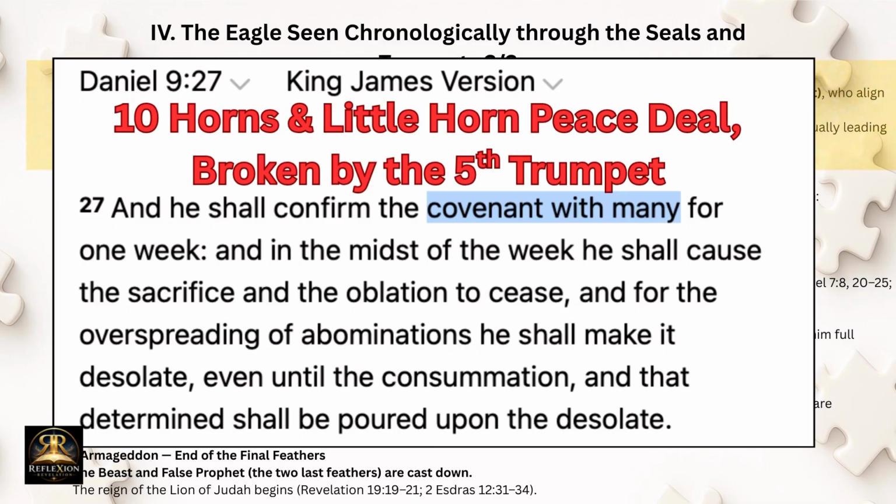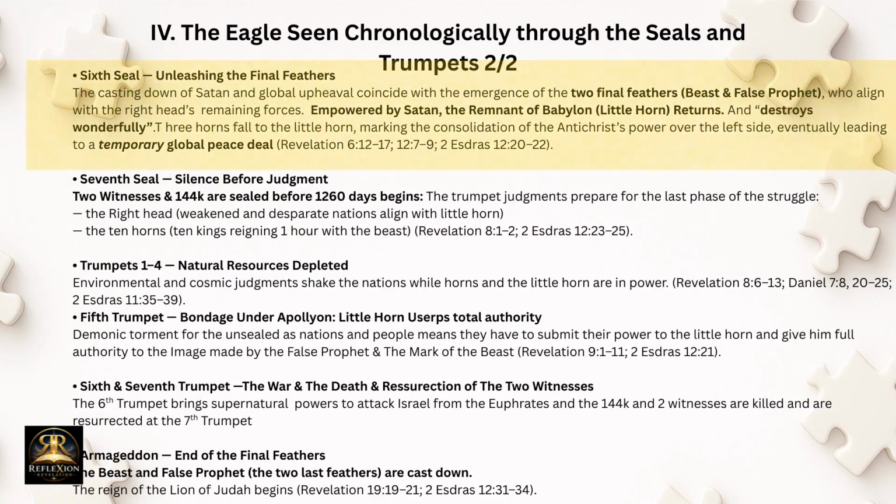I'll show you that peace deal somewhere. And then more importantly, and again, this peace deal is not the same peace deal. We're not talking about the same peace deal that's going on in the Middle East. At that point, there's no more Israel politics. There's been the fourth seal. We're at the sixth seal now. This one is a genuine peace deal. Like, please stop destroying wonderfully. Yeah. So they reign together.